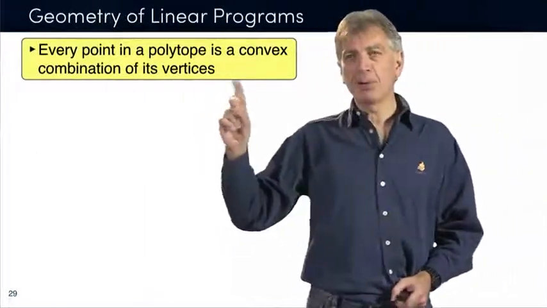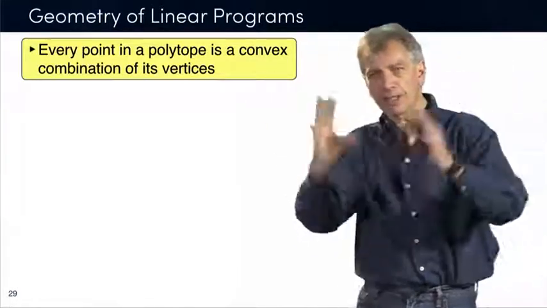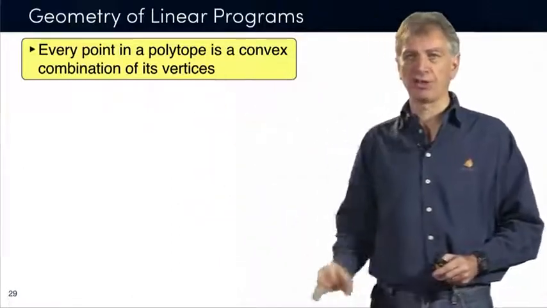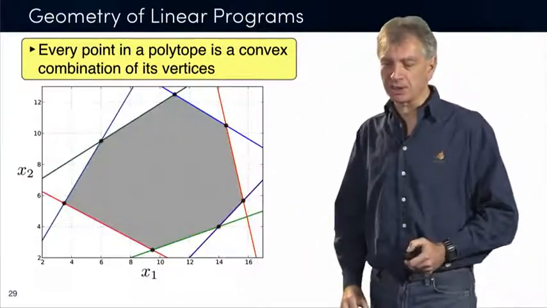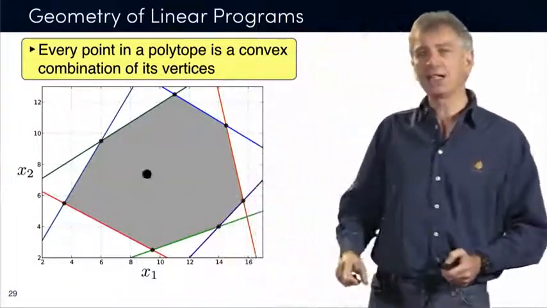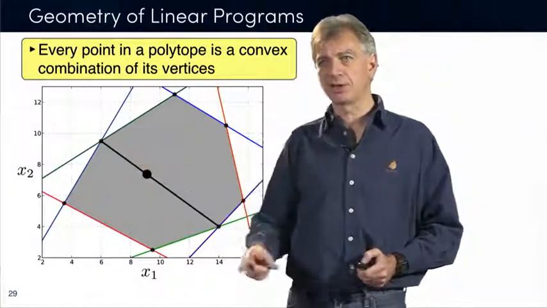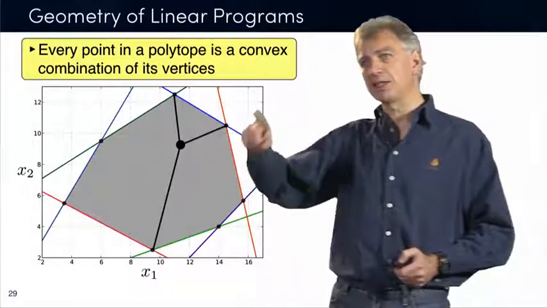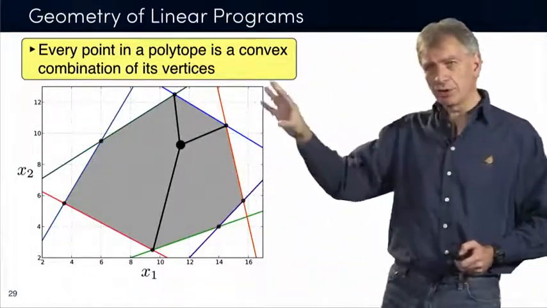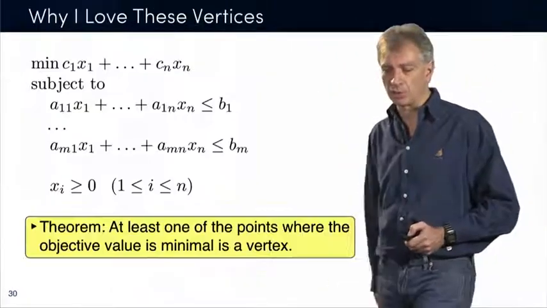So every point inside the polytope that I've just shown you, which is defined by these hyperplanes and half spaces, is a convex combination of the vertices. That's a very interesting result. That basically means that every point inside this polytope can be expressed as a combination of the vertices. I have this point here, it's a combination of these two vertices. I have this point, it's a combination of these three vertices here. So that's a very interesting result, and we're going to use it for proving some very interesting results in the theory of linear programs.